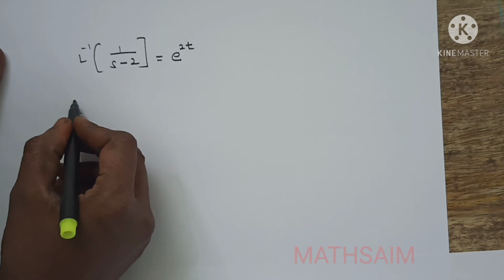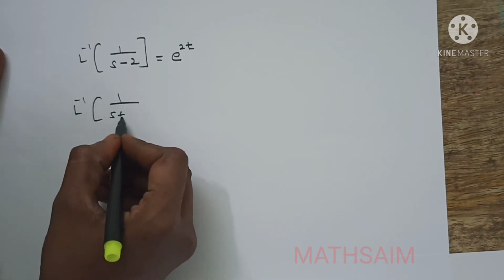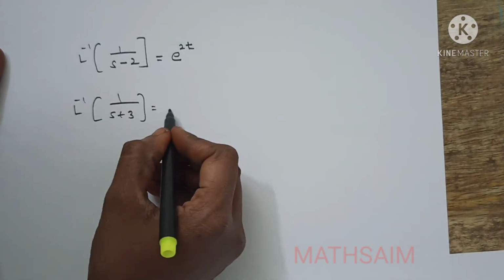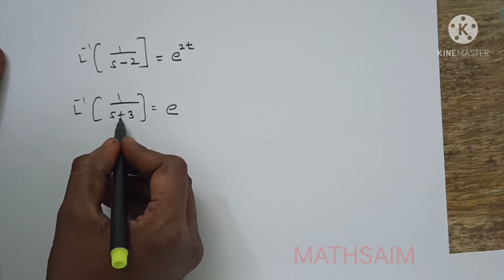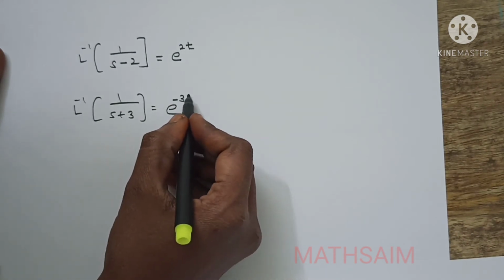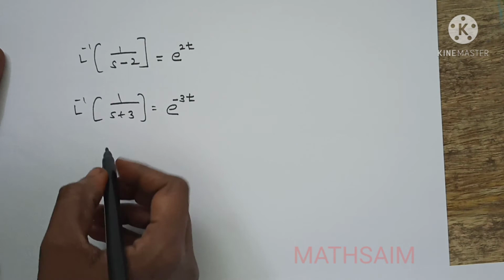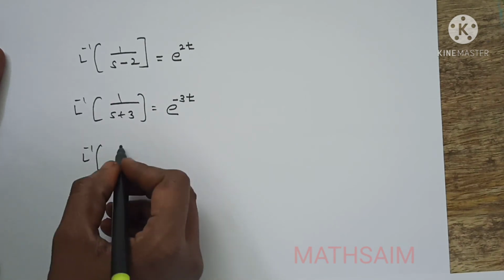Then 1 by s plus 3 will be what? It is also an exponential function. Here we are having plus, so here you should have minus in the original function, e power minus 3t. That's all. Suppose the function is like this.